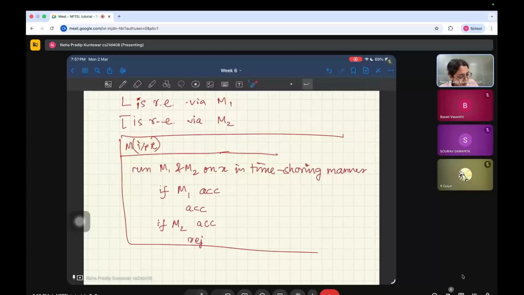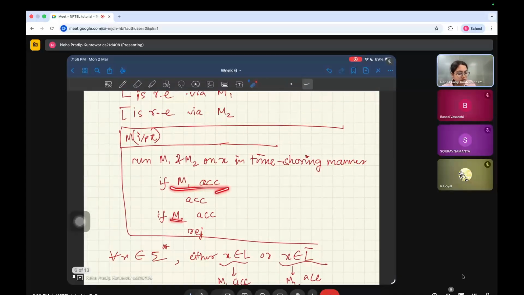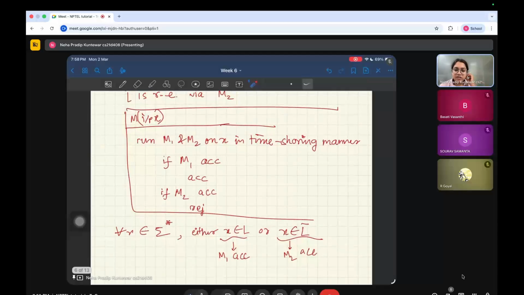Because for all x in sigma star, either x is in L or x is in L bar, right? So if x is in L, then M1 will accept it. If x is in L bar, then M2 will accept it. So at least one of these is guaranteed to happen. I mean, exactly one of these is guaranteed to happen.